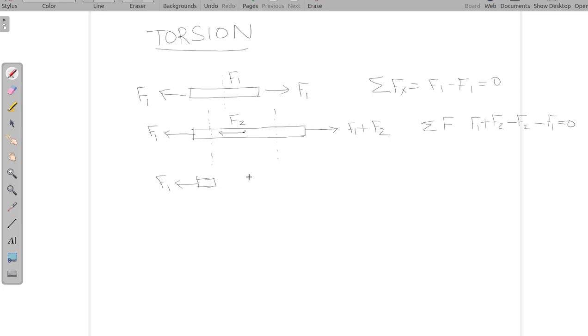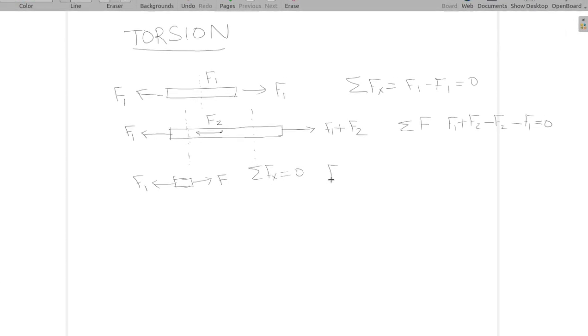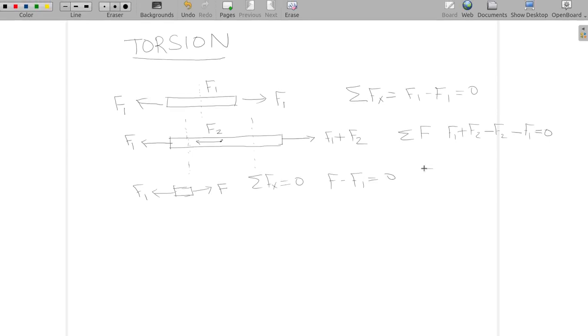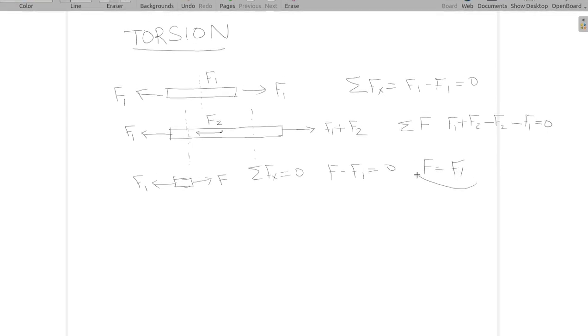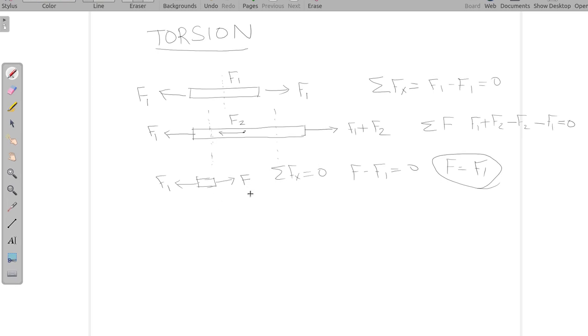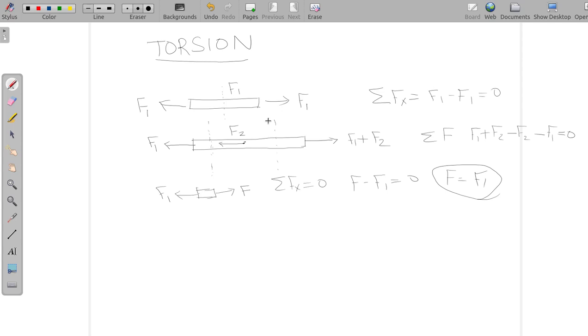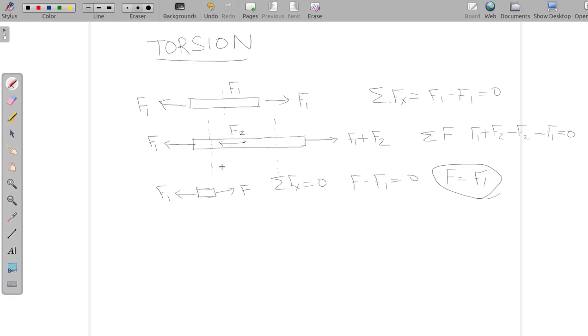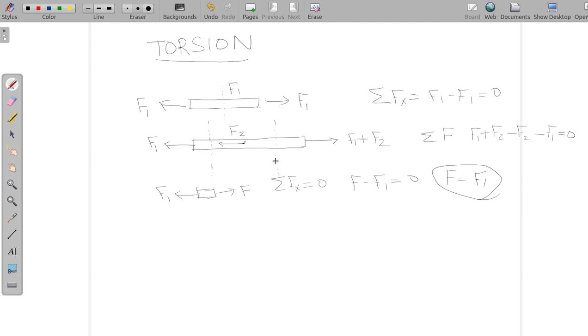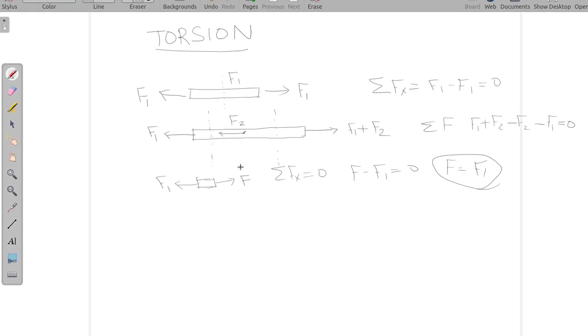And what should be that force? What should be force F which must be applied here? Net force in x direction is equal to 0. F minus F1 should be 0, means F is equal to F1. So the internal force resultant here, F, will be equal to F1. And what is the internal force resultant here? For that you can cut the bar here and take out this part or this part.